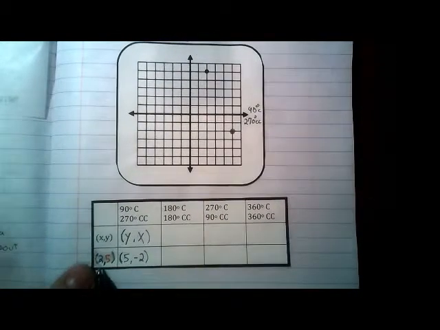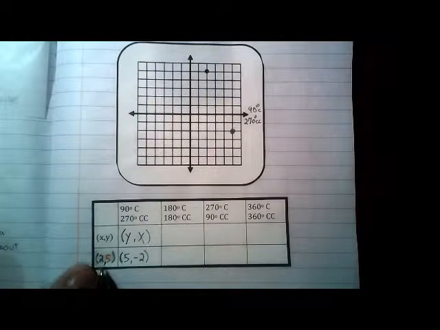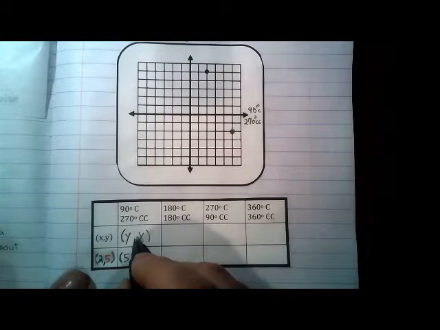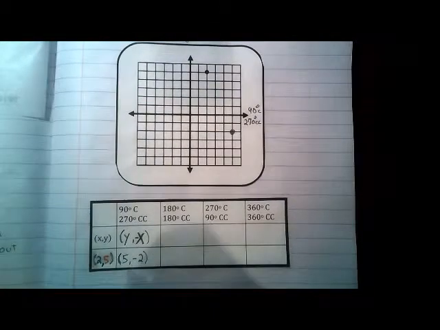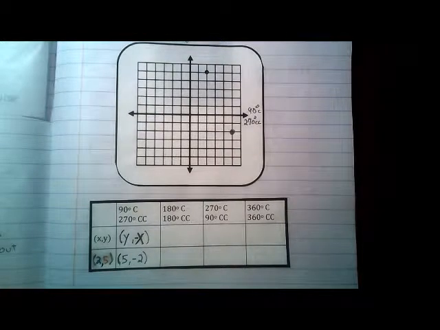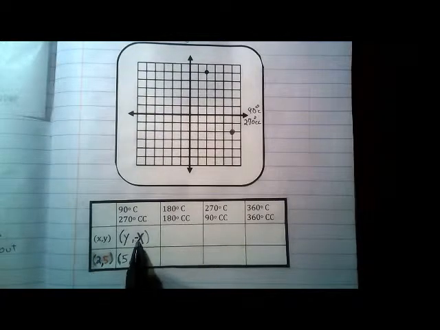Because we went from 2 to negative 2, the sign on the x changed. So this becomes a negative x. And that's what happens when you rotate 90 degrees clockwise or 270 degrees counterclockwise. The numbers switch spots, okay, and the sign on whatever the x value was changes.